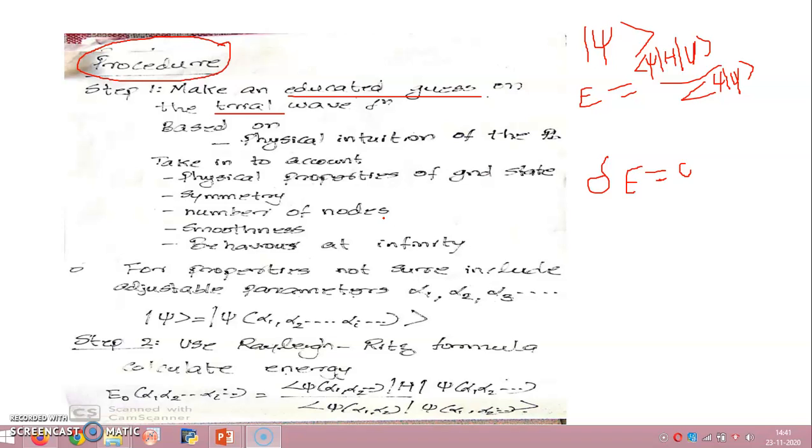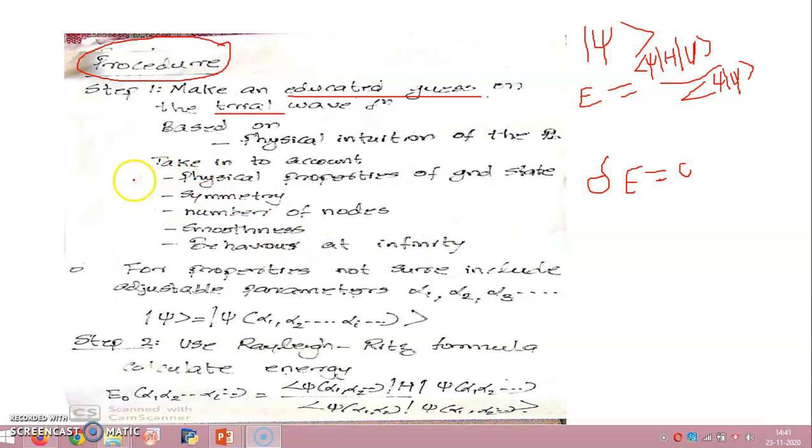Say, for example, suppose we are solving the particle in a box problem using the variational method. In the ground state, we know that there are nodes at both extremities, whereas in the first excited state, there must be nodes at the center of the box as well as at the two extremities. That is a quality possessed by the wave function. Then the smoothness of the wave function, whether there are any possible peaks or kinks. Behavior of the wave function at infinity is also a general property of all wave functions.